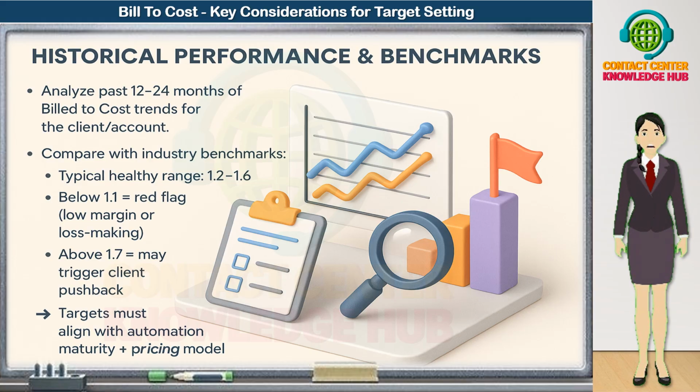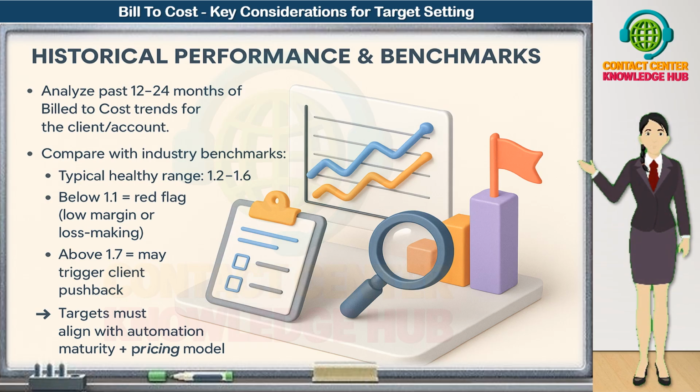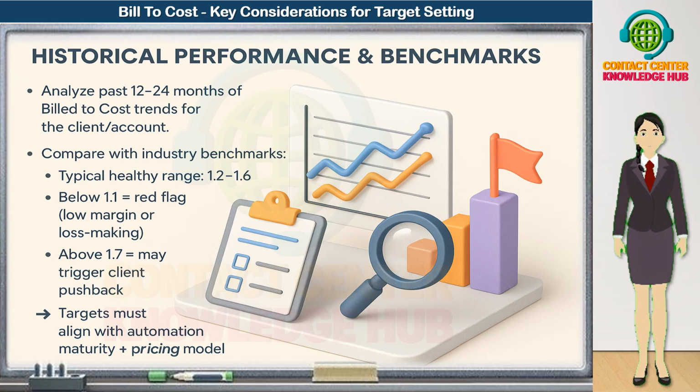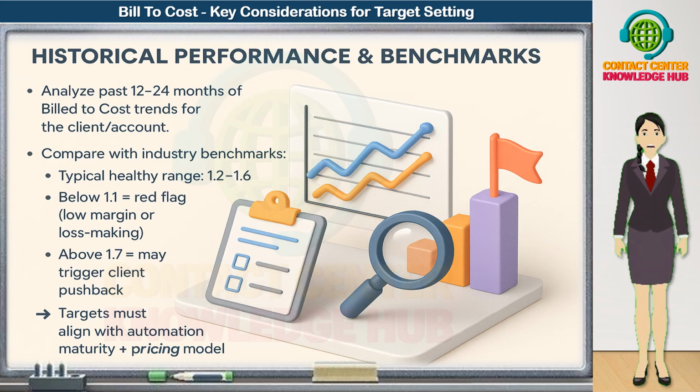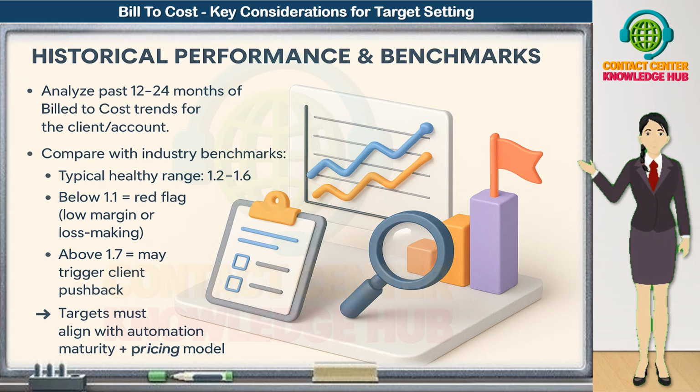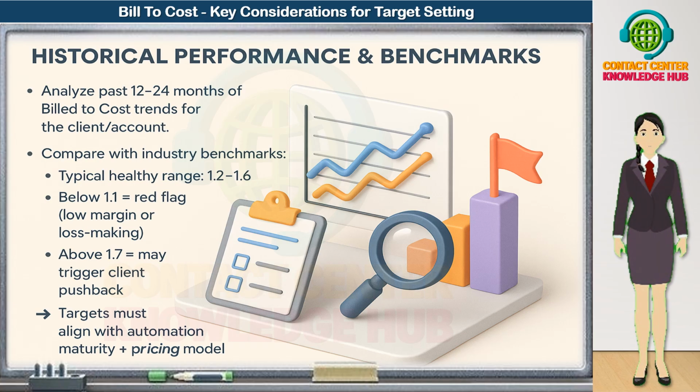Let's now look at the importance of historical performance and benchmarking when setting targets for the bill-to-cost ratio. Before deciding on a new target, it's essential to analyze the past 12 to 24 months of performance trends for the specific client or account. This reveals how stable the account is, where pressure points exist, and how margins respond to volume, efficiency, or cost changes.